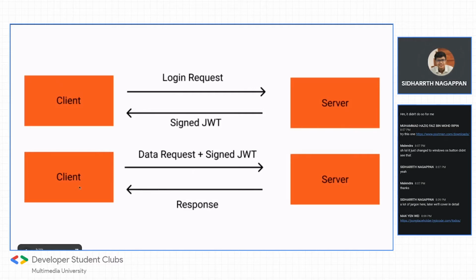So yeah, this one. The second one is after your login request, the client has the JWT token already. So the client can actually make data requests with the JWT token. That way the server will know that the client is authenticated. Then it will give back some response. This is the gist of how a modern application works.